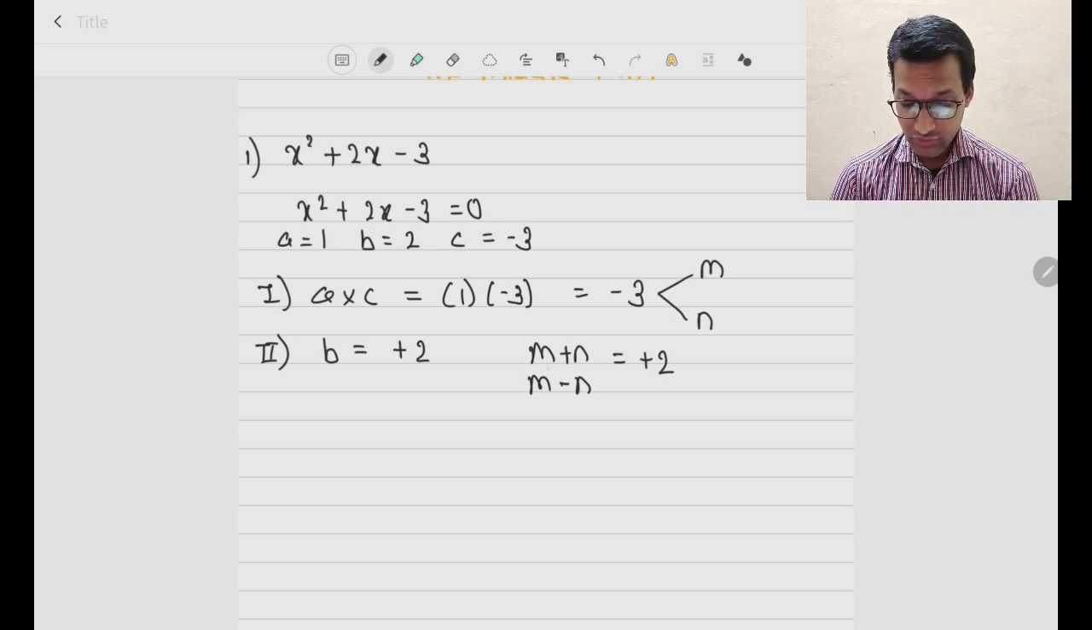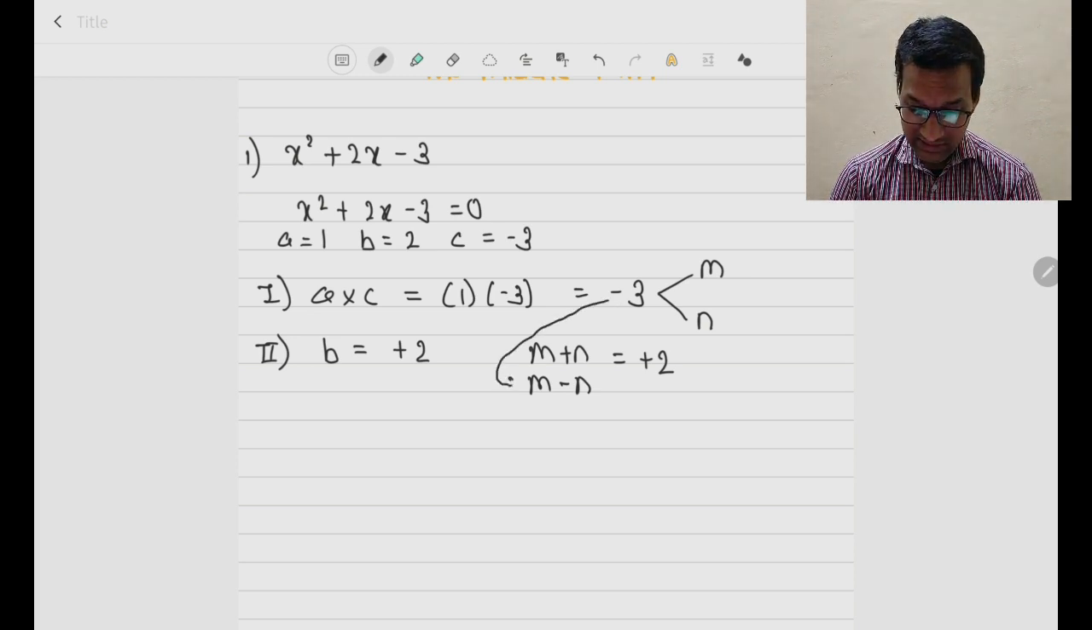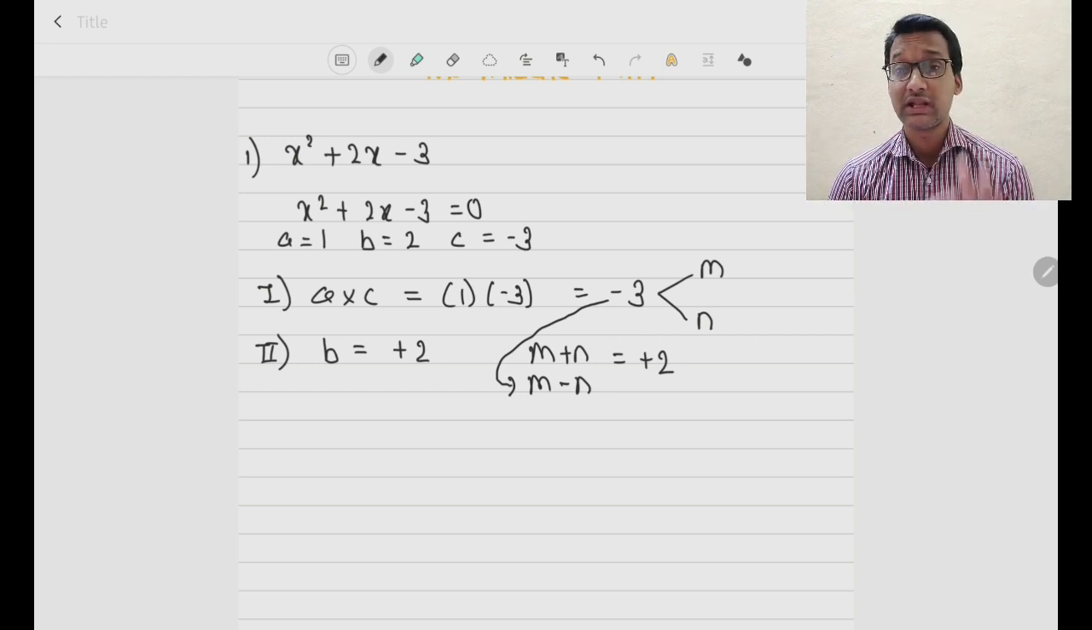Now whether we should do addition or subtraction will be told by the sign of A into C. If it is a minus sign, then it is definitely subtraction. We should subtract the factors. If it is plus, then we should add the factors. If it is plus, M plus N should give us plus 2. If it is minus, as with minus 3, then M minus N should give us plus 2.